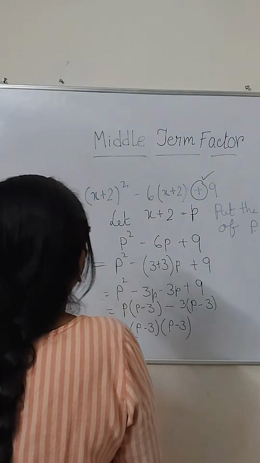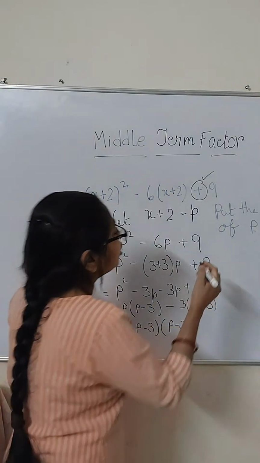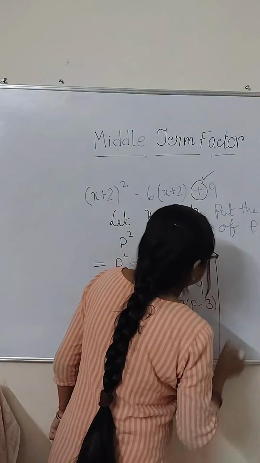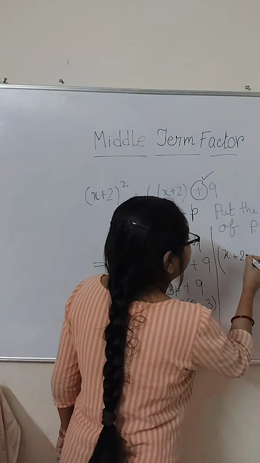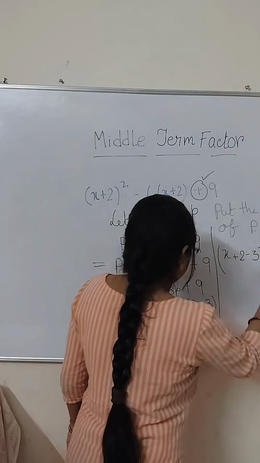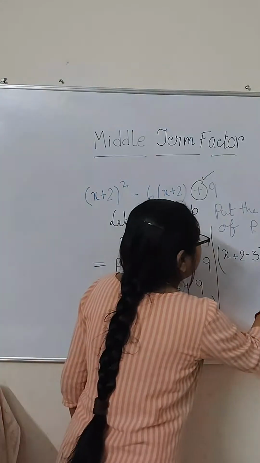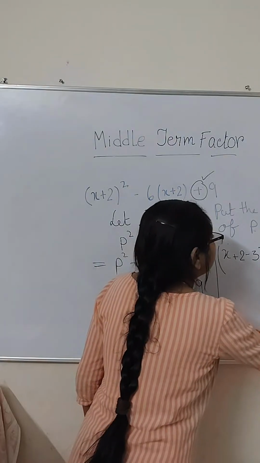So, what is the value of p? x plus 2. So, I write x plus 2 and then minus 3. And one more time I write x plus 2 minus 3.